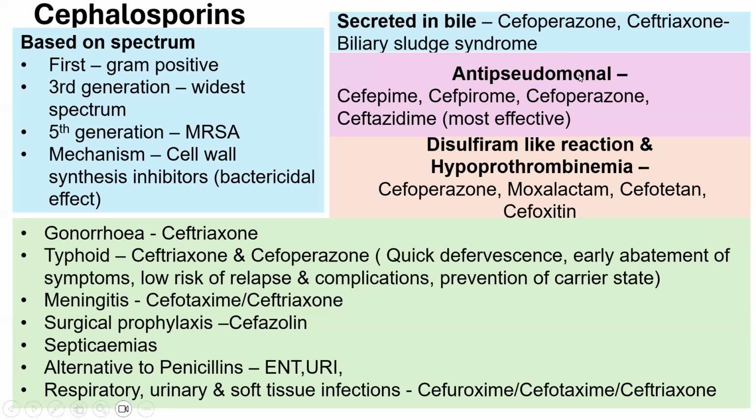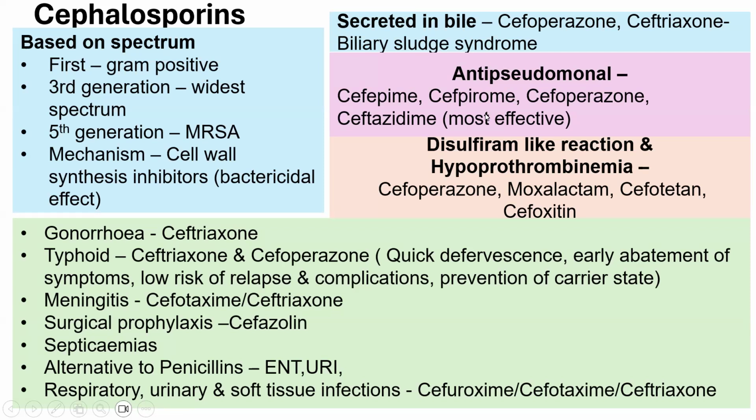And coming to anti-pseudomonal cephalosporins, drugs which are mainly active against pseudomonal infections are cefepime, cefpirome, cefoperazone, ceftazidime. So these are mainly active against pseudomonas. And drugs which cause disulfiram-like reactions are cefoperazone.